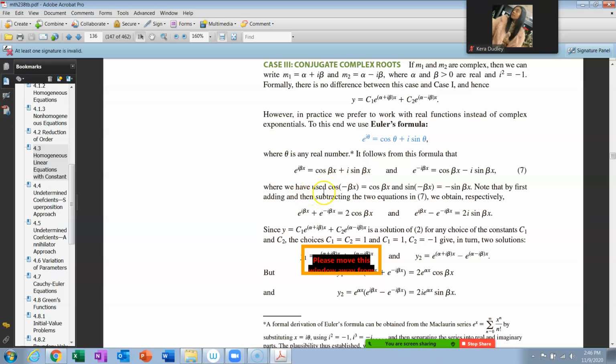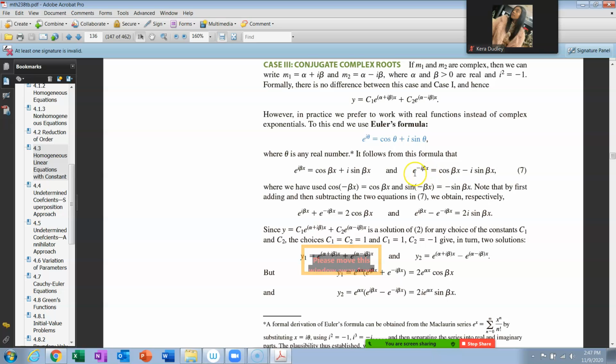Now, this is what I was saying. Cosine of minus beta x is equal to cosine of beta x, because cosine is an even function. Sine of minus beta x is equal to minus sine of beta x, because sine is an odd function. Note that adding and subtracting the two equations together, first add them, and you'll get e to the i beta x is equal to cosine beta x plus i sine beta x.